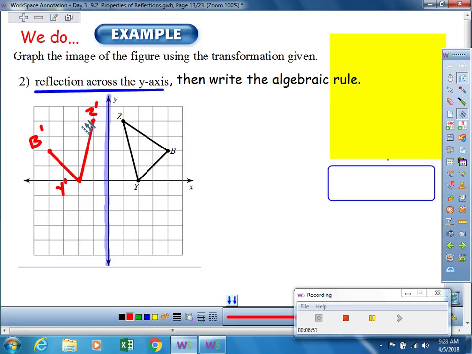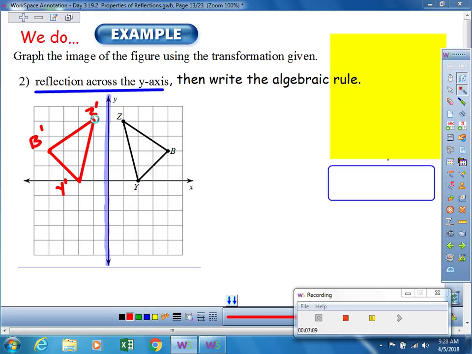And everybody has a straight edge. You either have your ID card, an index card, the edge of a folder, a ruler, something you can use as a straight edge. Okay, now we need to write the algebraic rule.